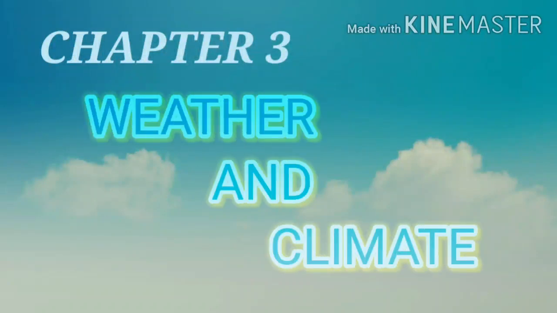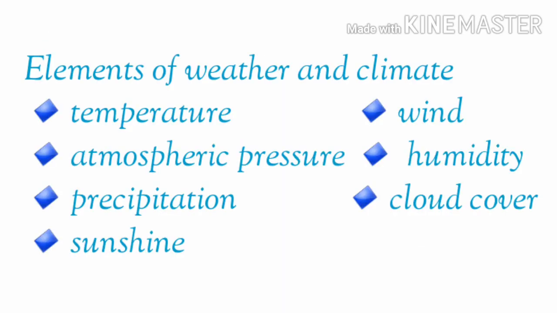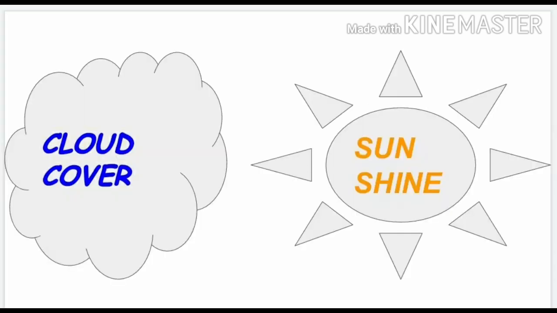Welcome to the class. Today we will learn about cloud cover and sunshine and also the uses of weather maps. We have already learned about the different elements of weather and climate such as temperature, atmospheric pressure, precipitation, wind, humidity, and today we will learn about cloud cover and sunshine. These two are important elements of weather.